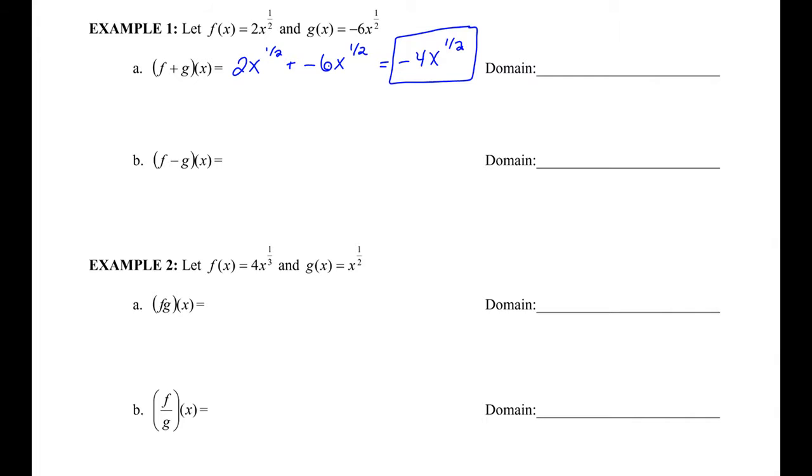We're going to look at example B. It's going to be set up very similar. Our f value minus the g value, so this time we're subtracting a negative number, which means that really turns into a plus, so our answer is 8x to the 1/2.